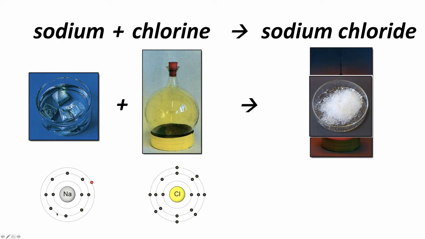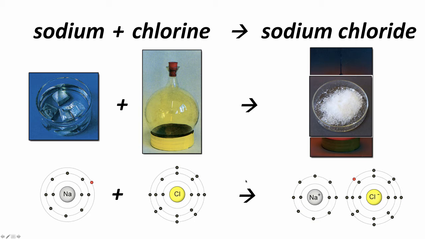On an atomic level, here's a sodium atom with one electron in its outer shell. Here's a chlorine atom with 7 electrons in its outer shell, and it would like to have 8 electrons. When a sodium atom and a chlorine atom combine and react, we make what's called a sodium ion. The outer shell electron has been lost from the sodium atom, so it has one less electron. Since electrons are negatively charged, the sodium ion now has a positive charge.